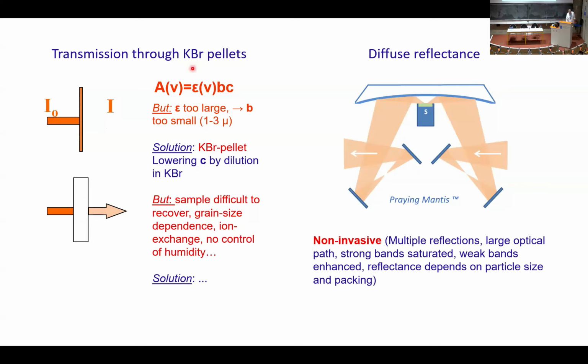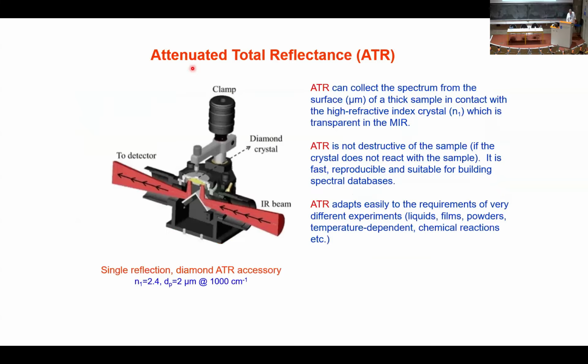I skip diffuse reflectance in the middle infrared, and I jump to attenuated total reflectance. Attenuated total reflectance is the technique with the broadest application in chemistry and also in mineralogy, in mineral samples, to study powders, pastes, liquids, not gases.